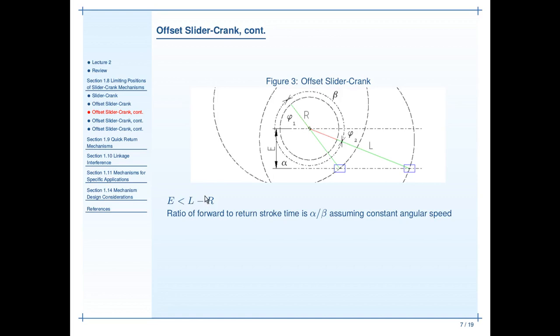This kind of mechanism also has a very interesting property in that its forward and return strokes take a different amount of time. We can determine this pretty easily by looking just at this picture and seeing that if the crank, R, is rotating at a constant angular velocity, it will have to rotate a shorter amount of time to cover the angle beta than it will the angle alpha. This is called the ratio of forward to return stroke time, and it's equal to the angle alpha divided by the angle beta.